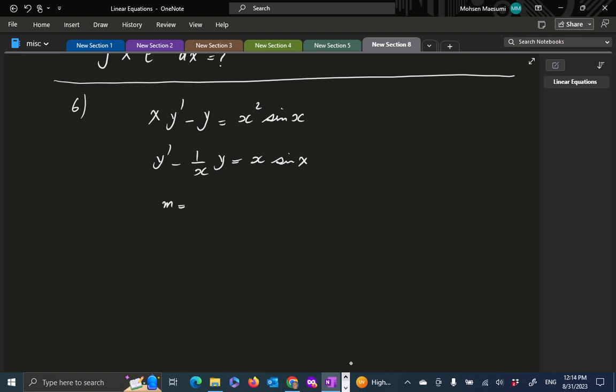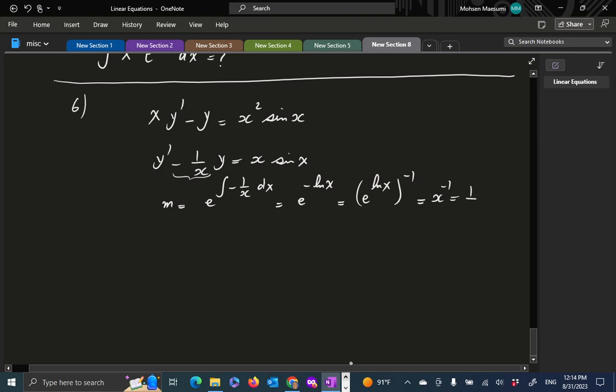Calculate m, the exponential of the integral of, don't forget the sign, minus 1 over x dx. That is the exponential of logarithm of x to the power of minus 1, and that is just x to the power of minus 1, which is 1 over x.